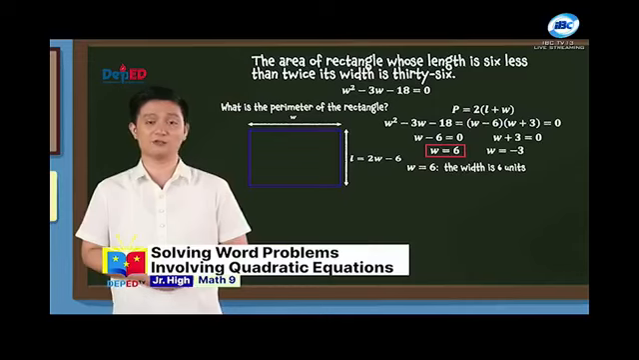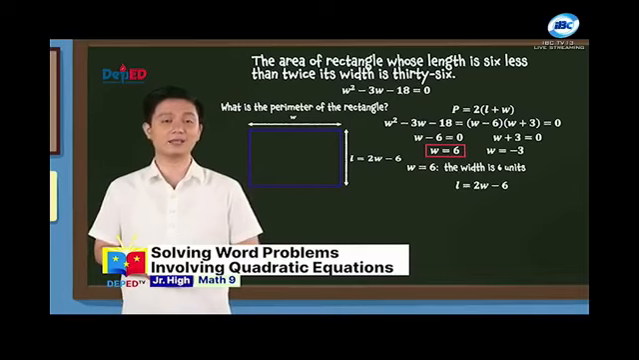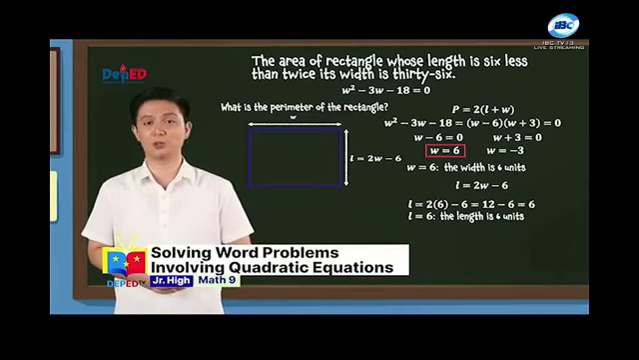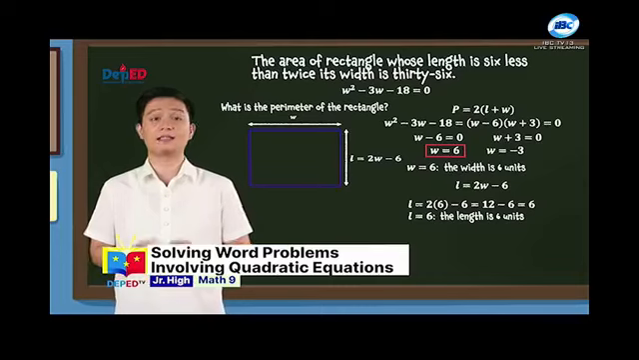It is stated in the verbal sentence that the length is 6 less than twice the width. In symbols, L is equal to 2w minus 6. And by substituting the value of w in the equation, L must be equal to 6. The length is 6 units also.